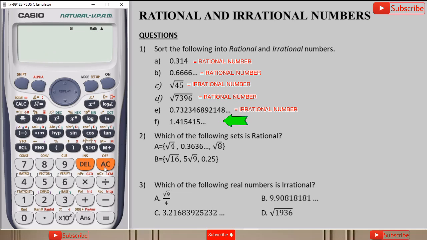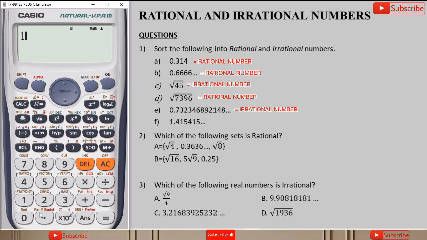F, we have 1.415415, and there is also a 3 dots attached to it, which is telling us that this particular number moves up to infinity. But for this particular number, we will be able to predict the next numbers because it follows a specific pattern, which is 415, 415, 415, 415 up to infinity, which is different from the previous one we just did. So I input exactly that into the calculator.